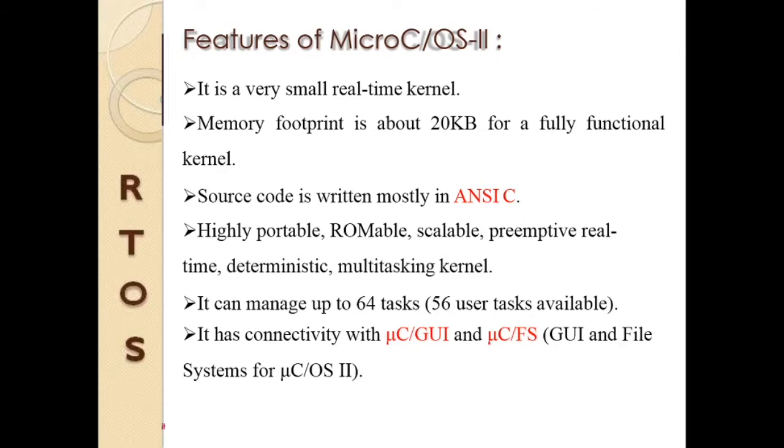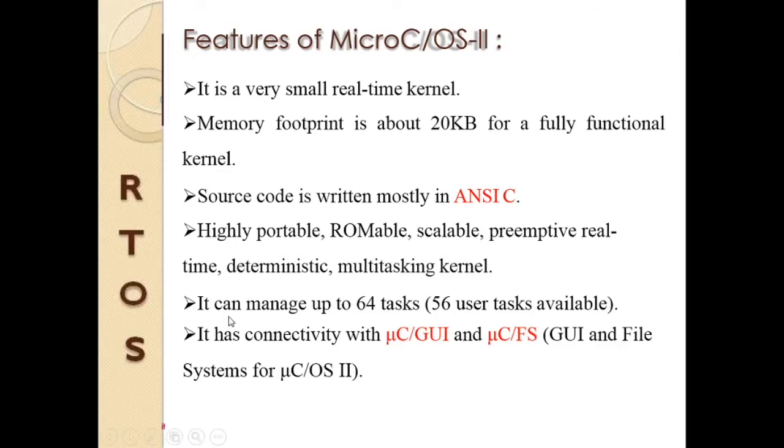Then it is ROMable. ROMable means, since we have seen that its memory footprint is only 20 KB, and if we have sufficient memory, then we can include this OS inside the ROM of our product. Then it is scalable. MicroC OS 2 has 10,000 plus lines of code and it consists of several functions, and we can select the required functions according to our applications so that the size of the kernel can be reduced to a minimum.